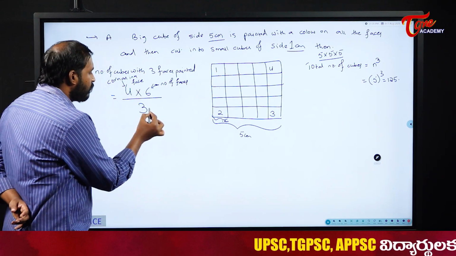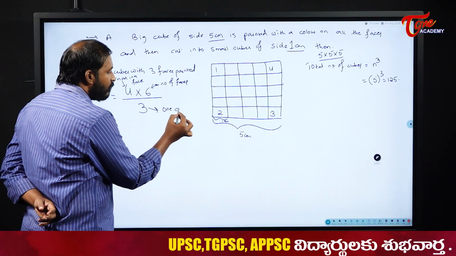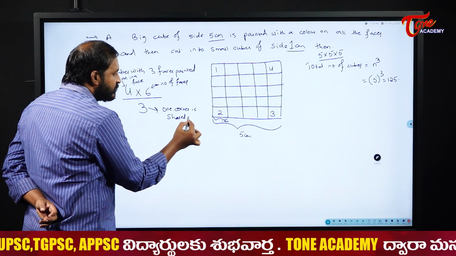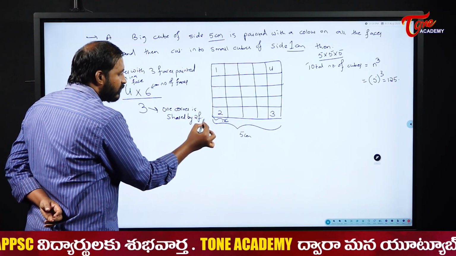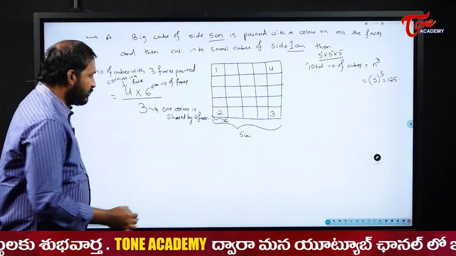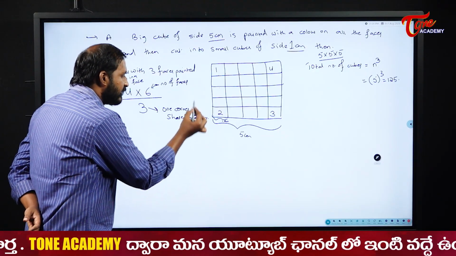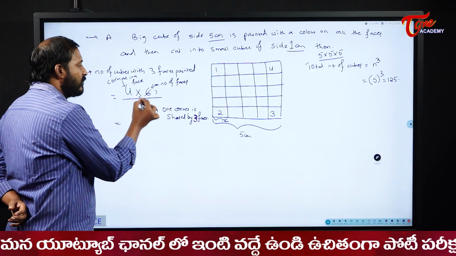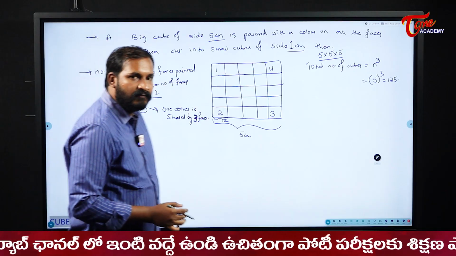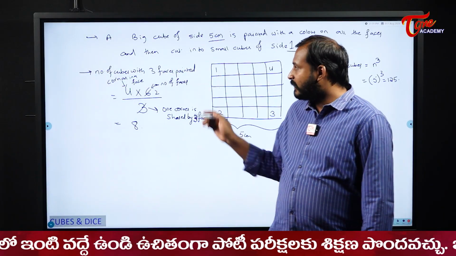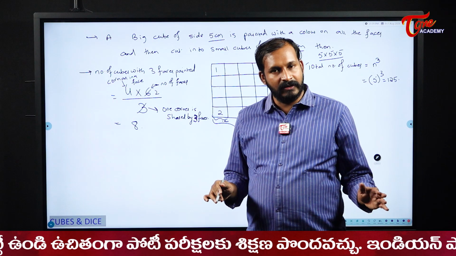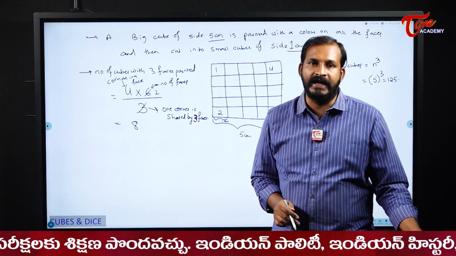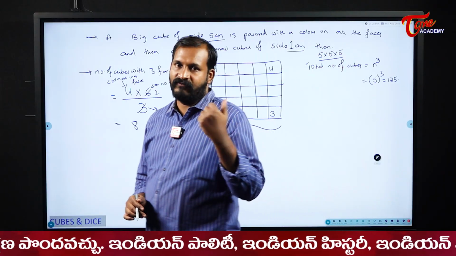Because one corner is shared by 3 faces. That is the reason I am dividing by 3. So now what happens? 6 into 4 is 24, and 24 by 3 is 8. So irrespective of the number of pieces we cut, the corner cubes will always be 8 in number, and the number of cubes which get paint on 3 faces will always be equal to 8. That is the first one.